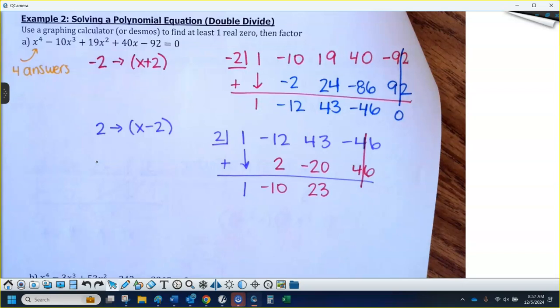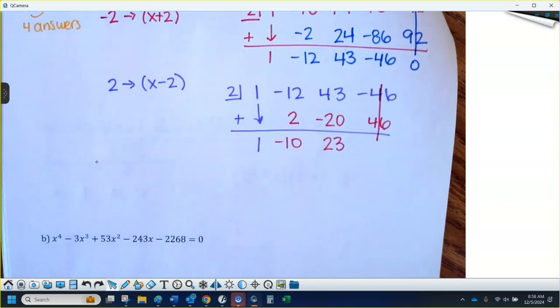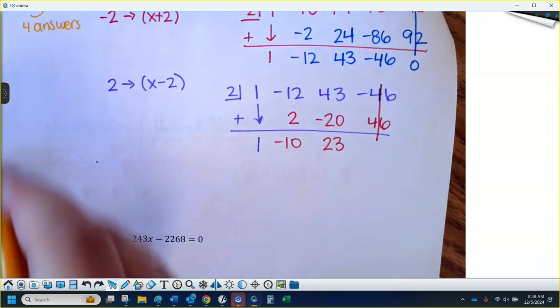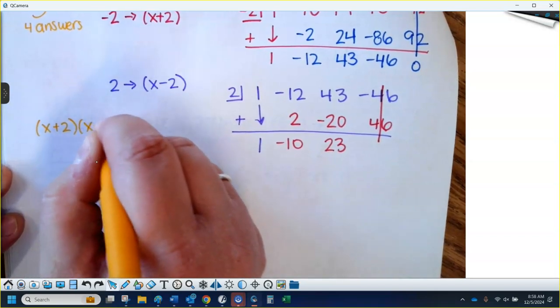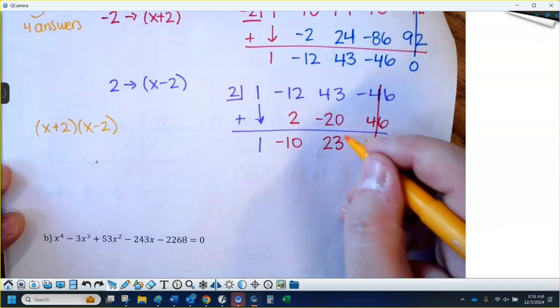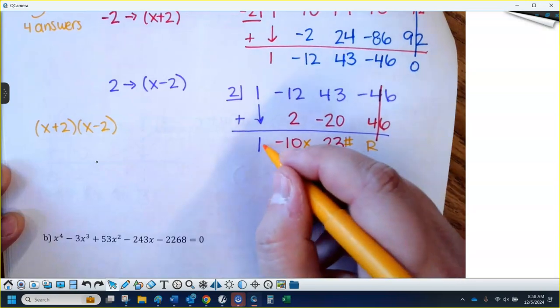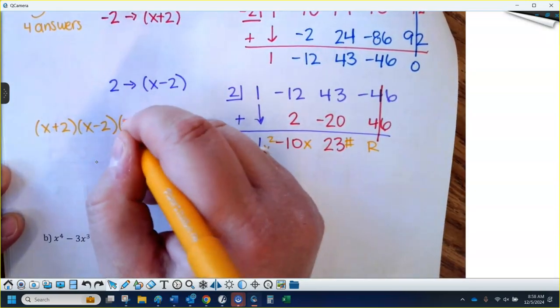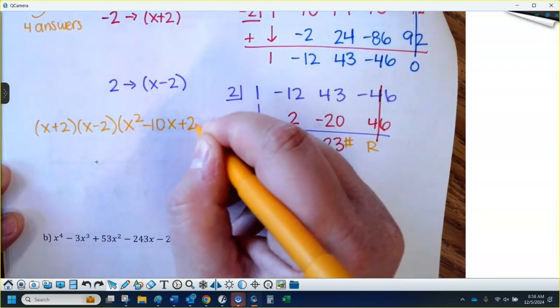All right, so I divided twice. This is a little extra here. I understand that. I'm supposed to have 4 answers. I got 2 of them from the graph. The other 2 I saw on the graph, but they were not nice numbers, and we want an exact value here. So what I have is totally factored this. We did x plus 2, x minus 2. Both of those factors went in. Our result here, we don't have a remainder. 23 would be your plain number, -10 would be your x, and 1 would be your x squared. So the other factor here is x squared minus 10x plus 23.